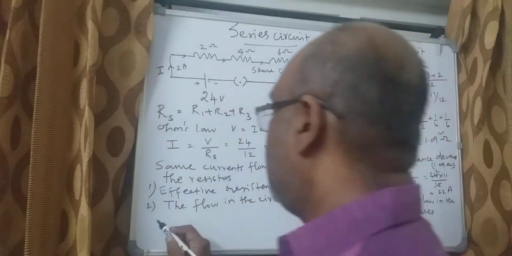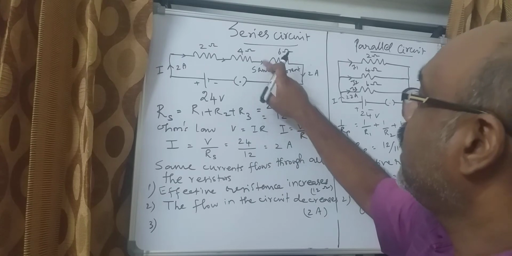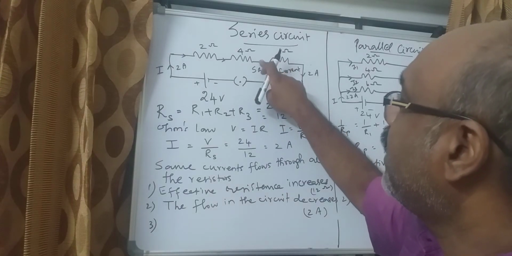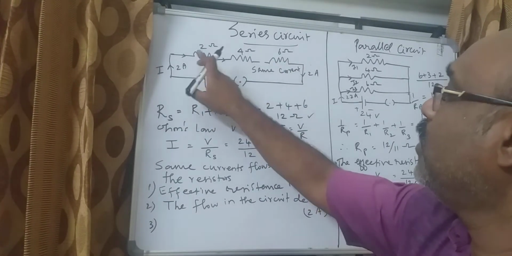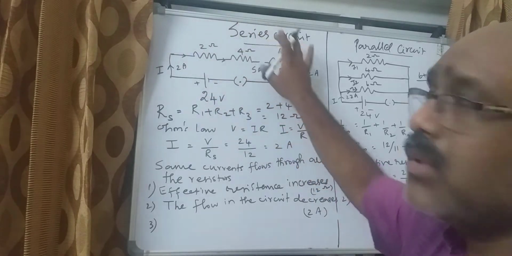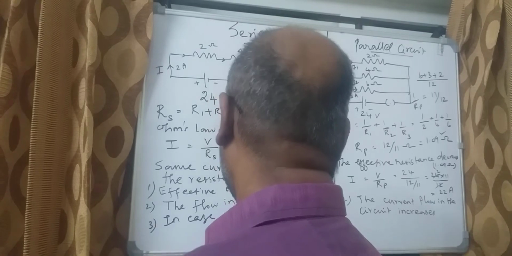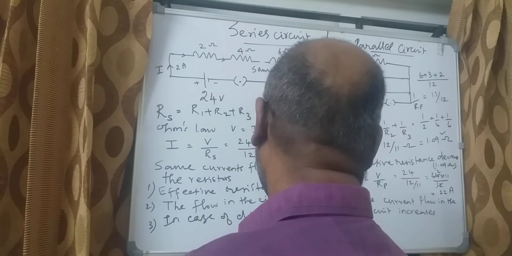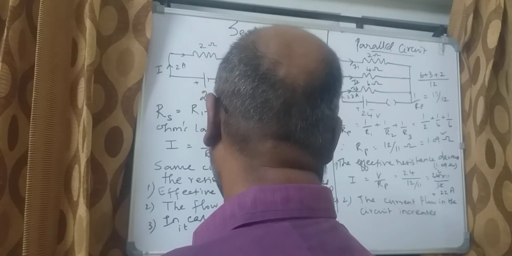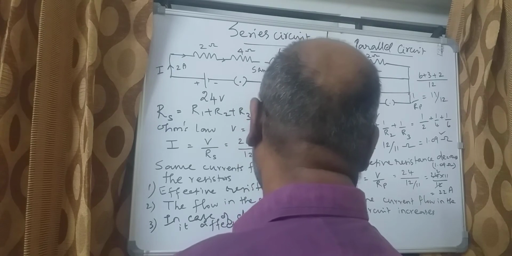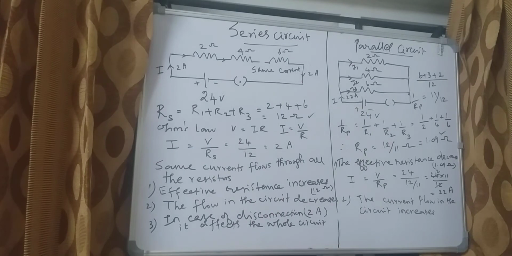And as we have known before, when there is any disconnection, for example, if there happens a disconnection over here, nothing will be passing over here, no current will pass. So, the whole circuit will get affected. In case of disconnection, it affects the whole circuit. The whole circuit will not work.